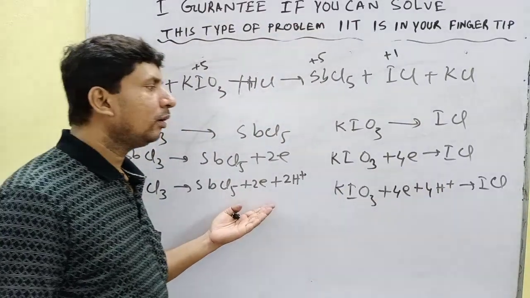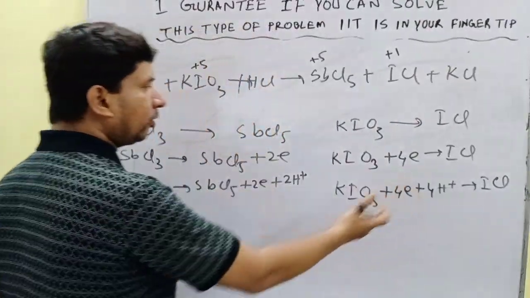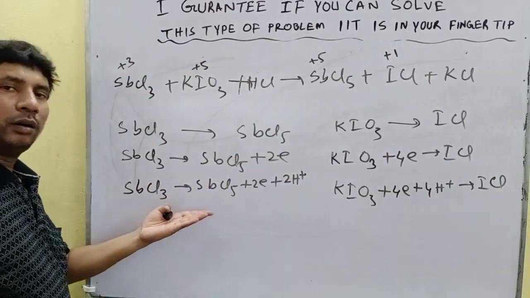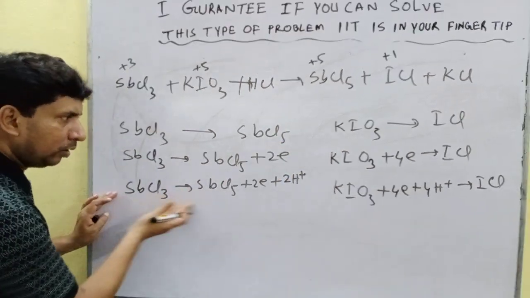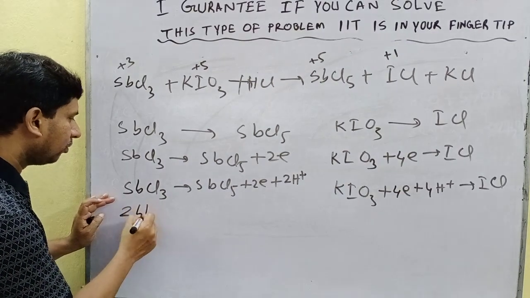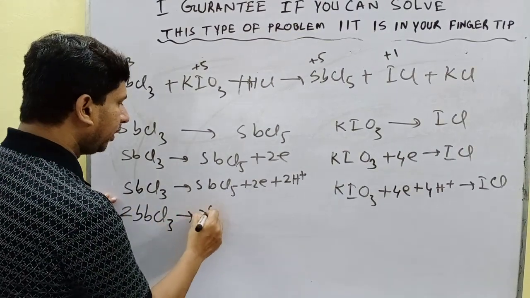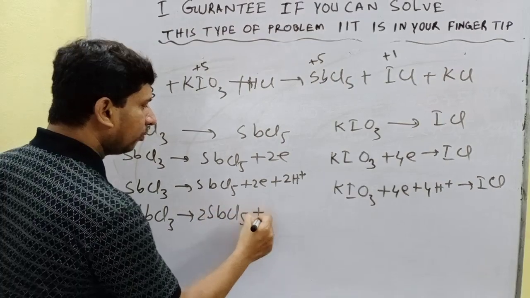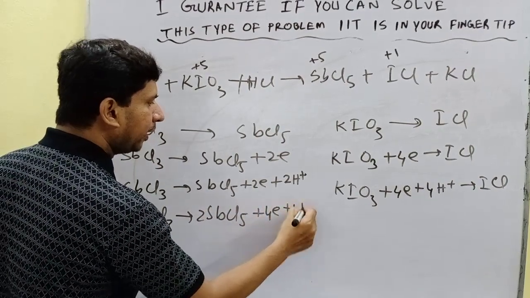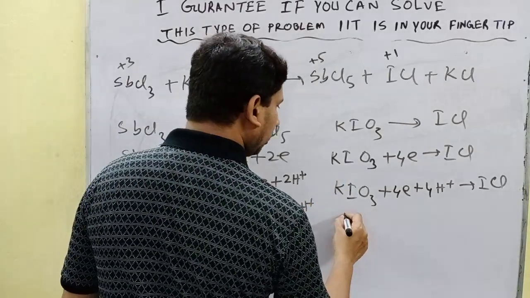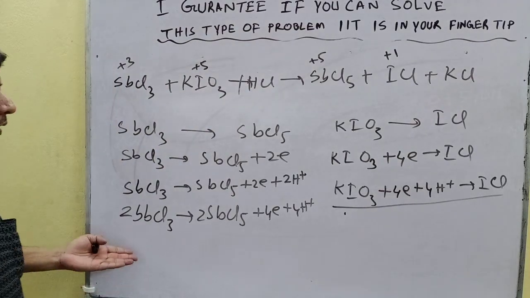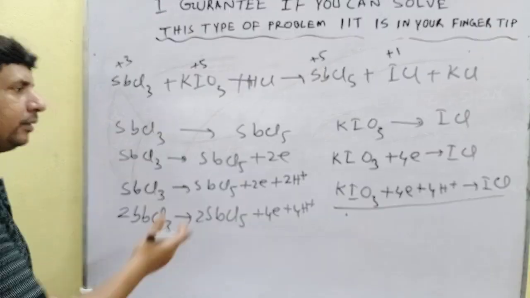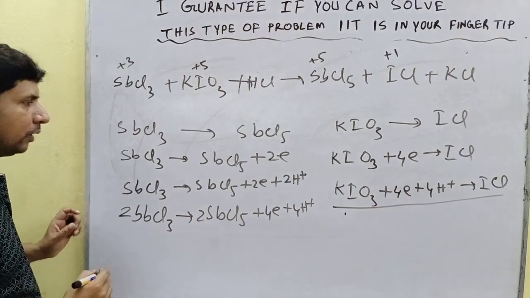To get an equal number of electrons in the oxidation half reaction and reduction half reaction, we should multiply this reaction by 2. The 2 HBrCl3 gives 2 HBrCl5 plus 4 electrons plus 4 H plus. Now this is the reduction half reaction, this is the oxidation half reaction, so we should add these two half reactions to get the net reaction or full reaction.